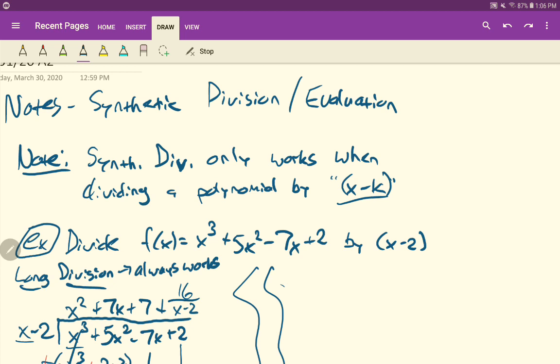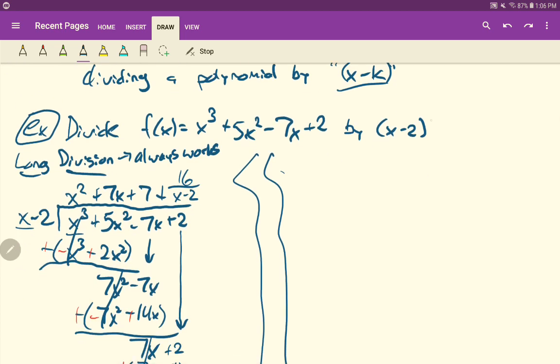So, are we dividing by x minus k? Yes, we're dividing by x minus 2, so that would make our k 2. Okay, the k is 2. So what's that going to look like? Well, for synthetic division, we're going to take that k, which is 2, put it in a little box here.